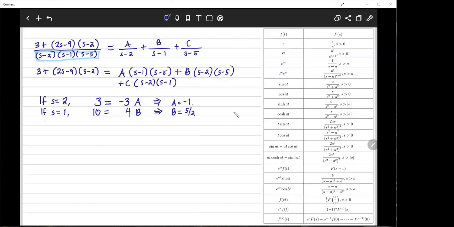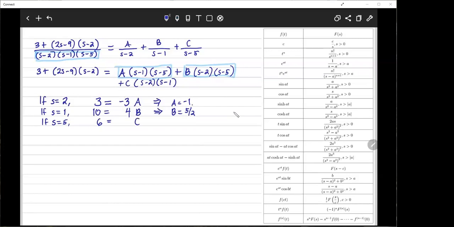And then finally, if S equals 5, okay, we will have 3 plus 3. So 6 dun sa left side. Tama ba? Yeah. Since S equals 5, S minus 5 equals 0. So everything on the right side containing S minus 5 will become 0. So yung first two terms. So therefore, yung C lang yung matitira.